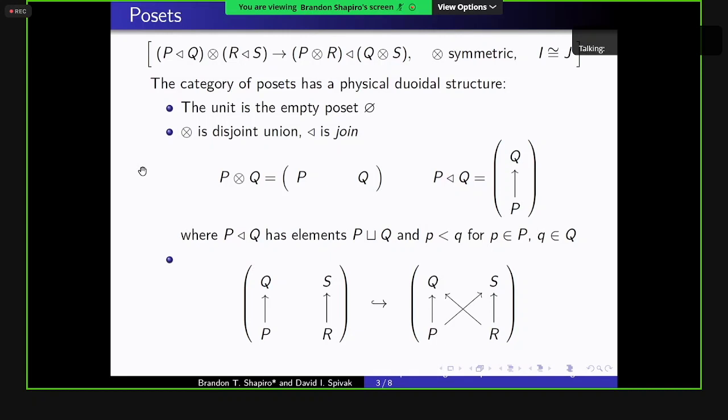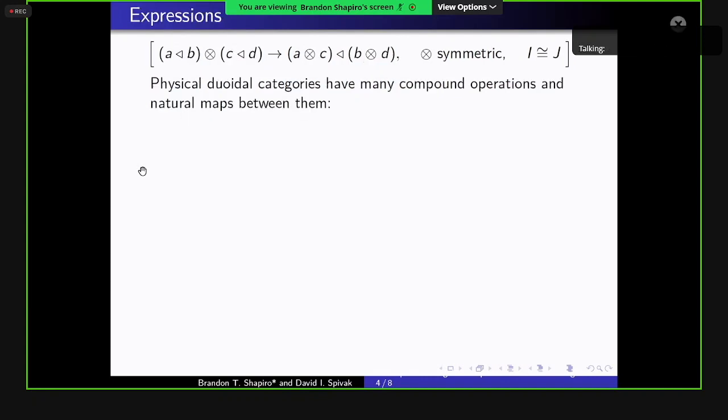Ultimately what I'm going to do next is talk about how we figure out what all these maps are that we get, because in a physical duoidal category where we have the symmetry and these units agree, as you suggest, we get a lot more maps that we don't have in a general duoidal category. You don't necessarily have a map from tensor to trie in a duoidal category, but with this additional assumption on the units, we do. And so how do we see that, or answer questions like that more generally? What are the different kinds of operations and maps between them that we have in this structure?